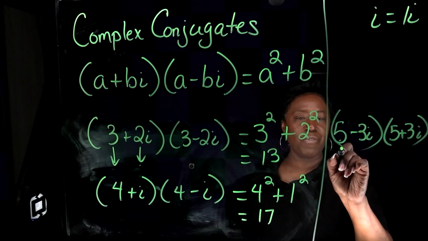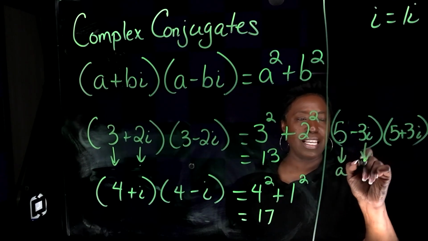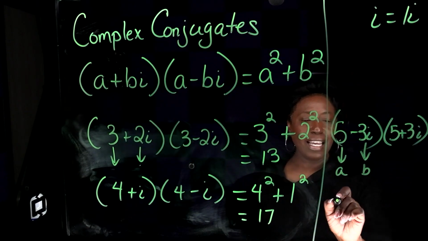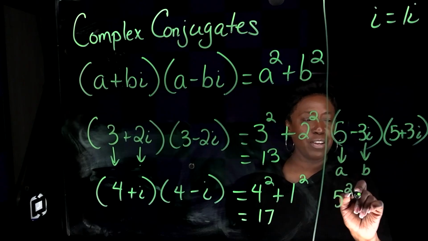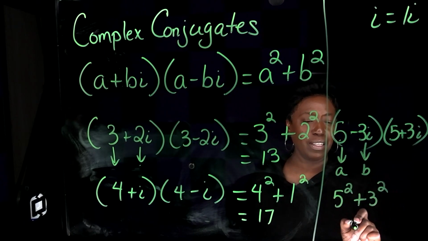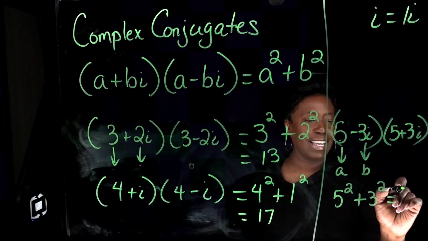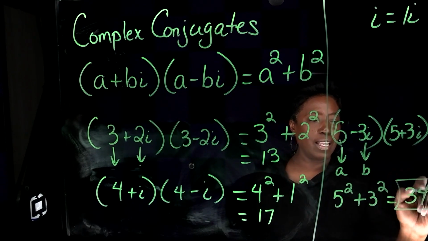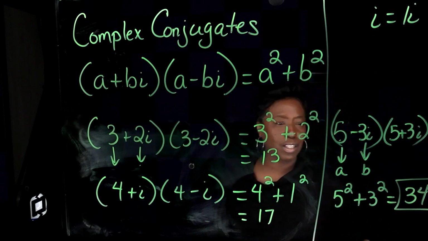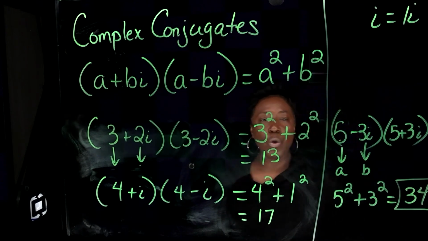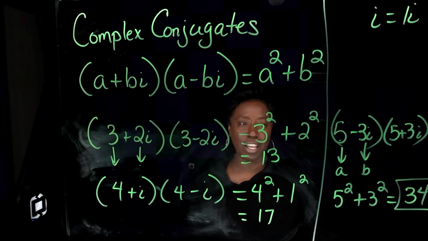Using our shortcut, 5 represents A, 3 is my what? B. This will equal 5 squared plus 3 squared. And 25 plus 9 is 34. Having this shortcut to multiply our complex conjugates will help us with our division of complex numbers.